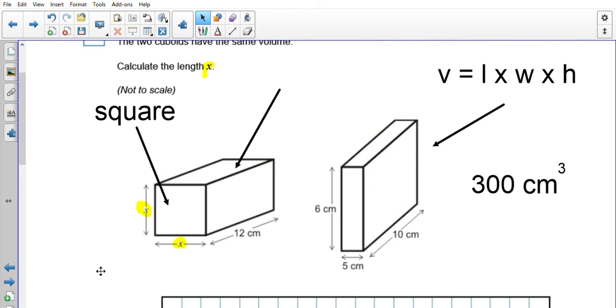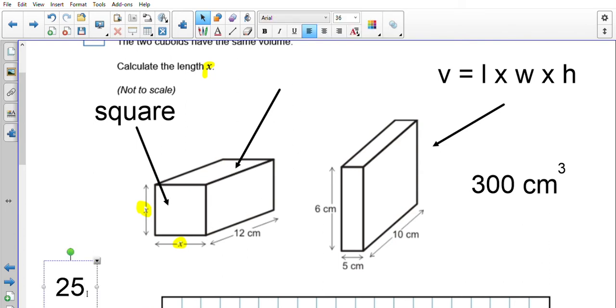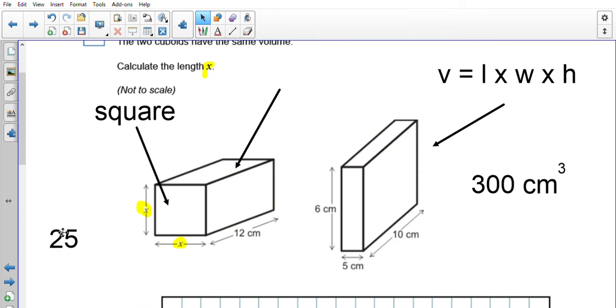Now I have here, my length and my width are going to be the same number. So I've got something multiplied by 12 gives me 300. So if I do 300 divided by 12, I get an answer of 25. Now that 25 is not going to be each x. 25 is going to be the square area of the square face at the end of my cuboid.